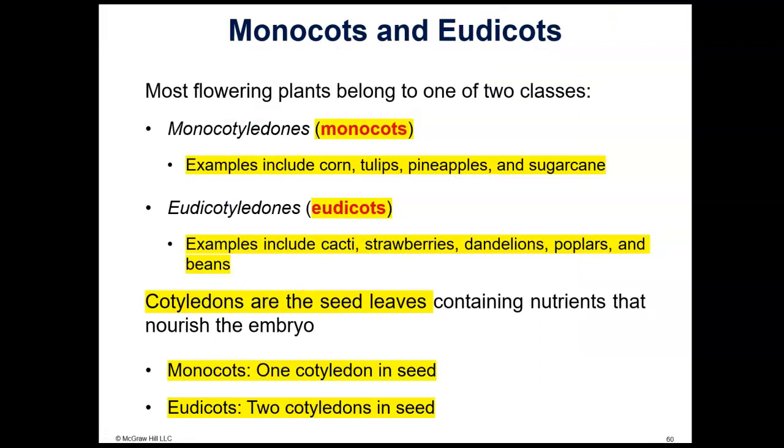Now, angiosperms are divided into 2 groups. They're divided into the monocots and the eudicots. The monocots include corn, tulips, pineapples, and sugarcane. The eudicots include cactus, strawberry, dandelion, poplars, and beans. Cot, in the word monocot and eudicot, stands for cotyledon, and the cotyledon is the seed leaf within the seed. Basically, the seed leaf is the embryo portion of the seed. So a monocot has 1 seed leaf or 1 cotyledon, and a eudicot has 2.